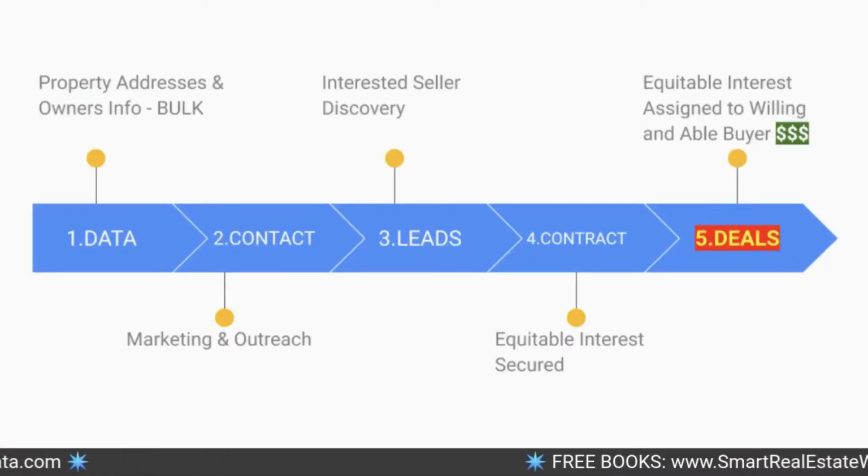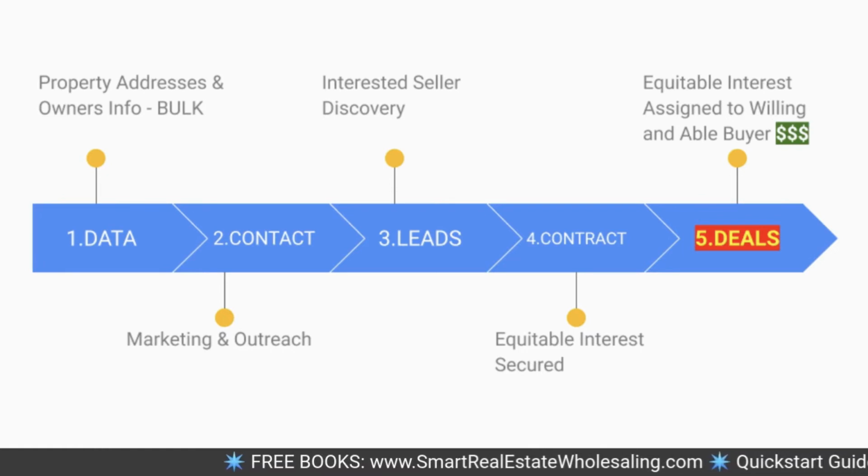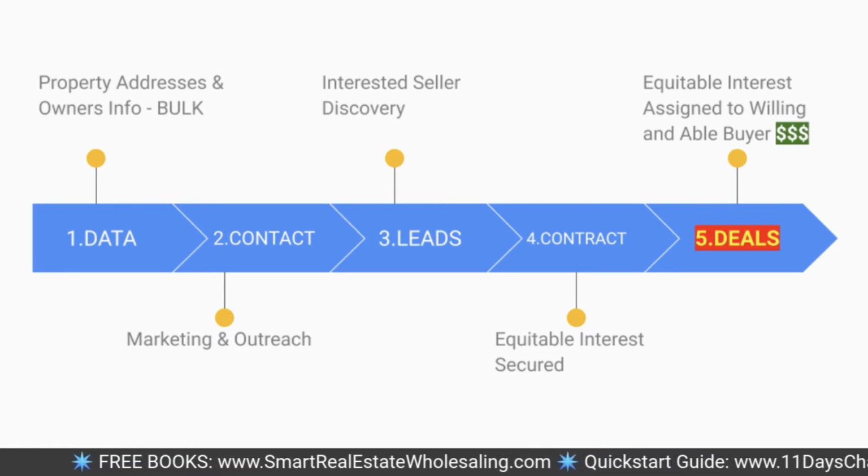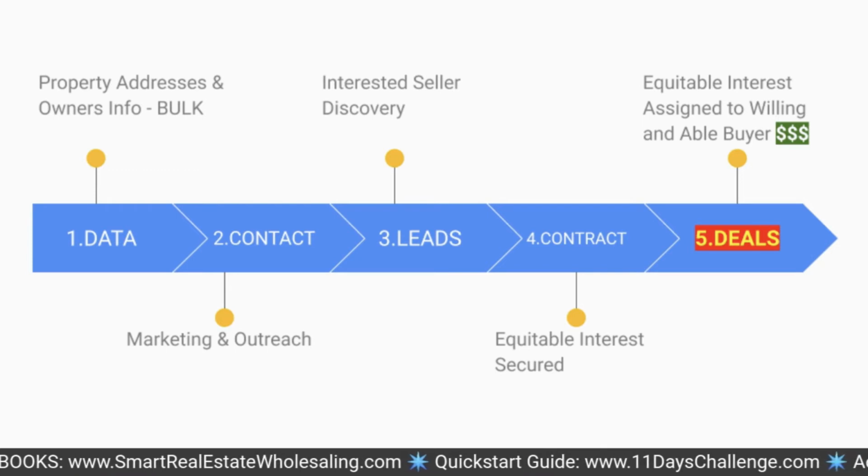Awesome. So Button is going to dive in with us today. We're going to cover quite a bit of stuff. There are 5 steps to real estate wholesaling. It's very, very simple. If you haven't seen me cover it in this class, I've covered it before. You can see right there: data, contact, leads, contract, and deals. Data, contact, leads, contract, and deals.